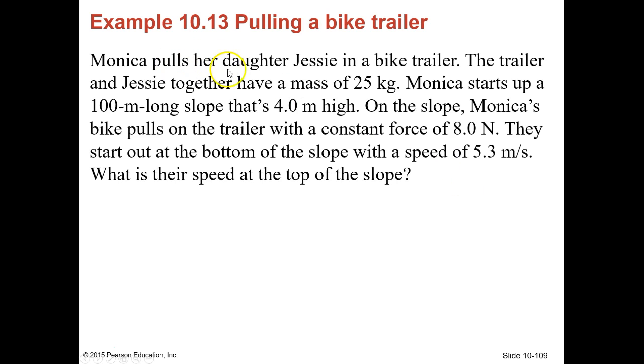10.13 is the next one. Monica pulls her daughter Jessie in a bike trailer. The trailer and Jessie together have a mass of 25. Monica starts up a 100-meter-long slope that's 4 meters high. Monica's bike pulls on the trailer with a constant force of 8. They start out at the bottom of the slope with a speed of 5.3. They want to know what's their speed at the very top of the slope.